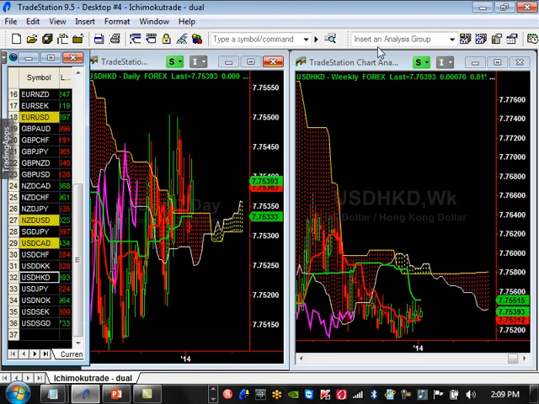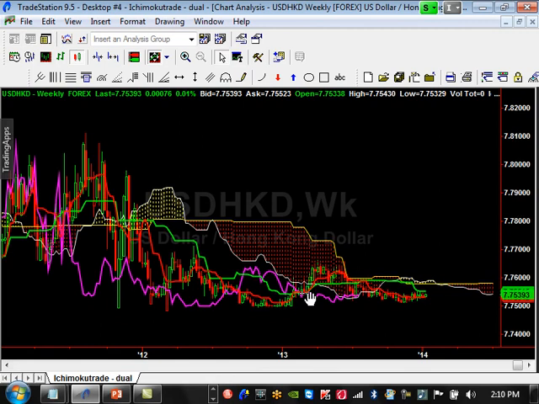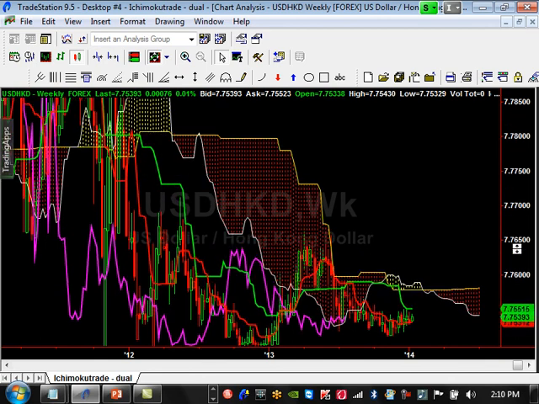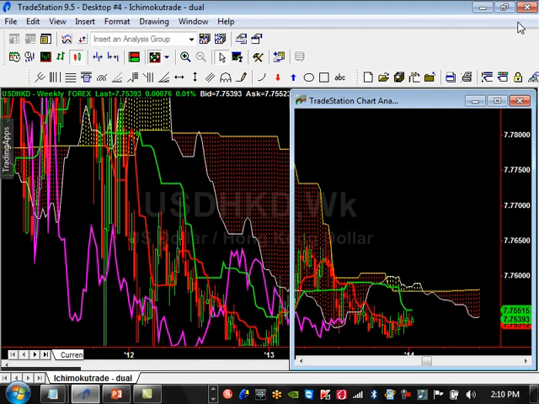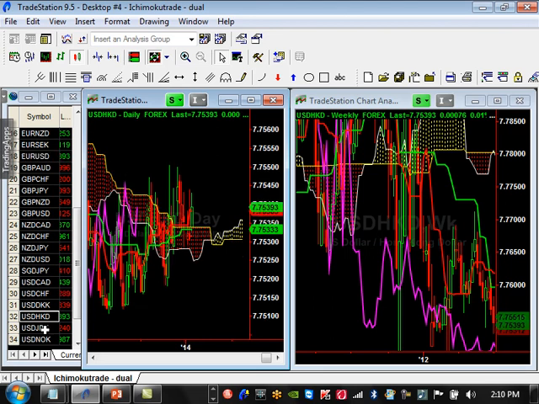USD Hong Kong is really doing nothing at all. It basically found a bottom right here, and then found a support a little higher here, so the supports are slowly going up. However, this thing does not seem to want to break out at all. Resistance on this one is going to be about 75.51. Support, as you can see, is going to be roughly around about 75.10.